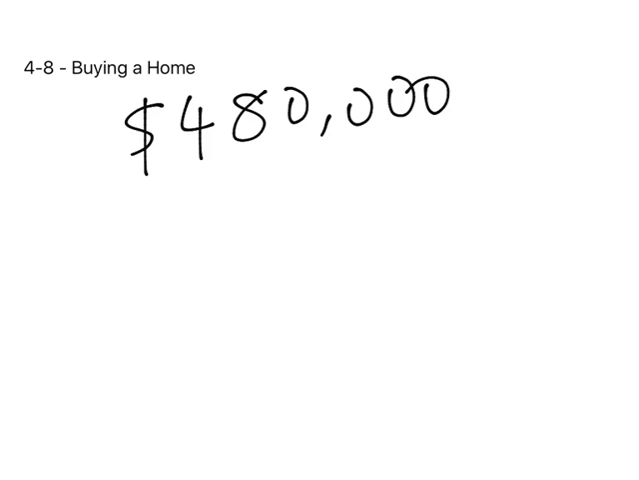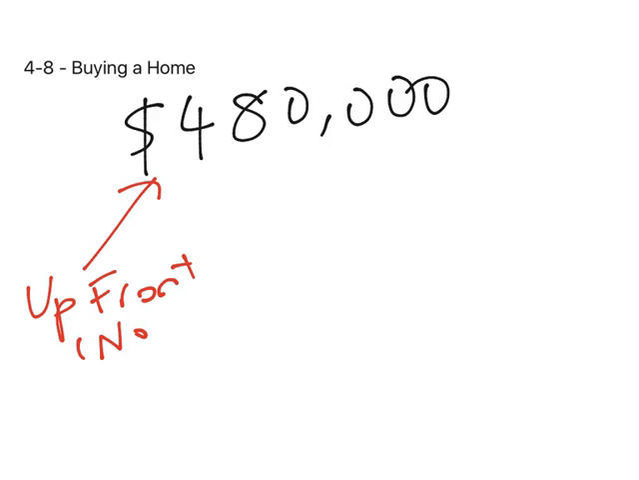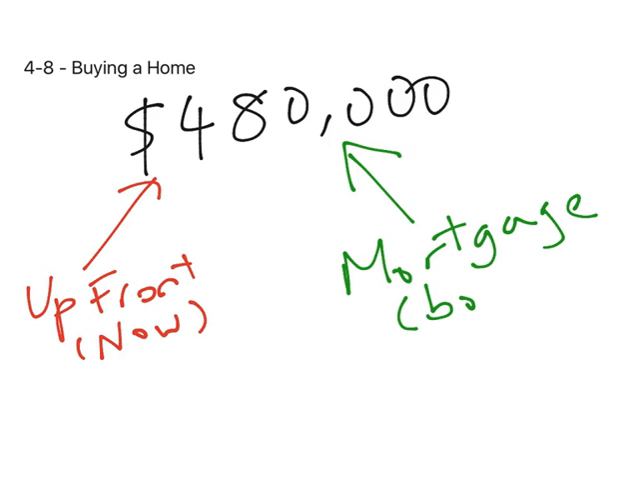If you have that much cash, good for you. You can just buy the house. You don't have to worry about borrowing money. But for most people, you end up having to borrow money from the bank. Nowadays, in general, when you buy a home, you need to pay some money upfront. So some money you have to pay right away. The rest of the money is what you borrow, and that is called your mortgage.